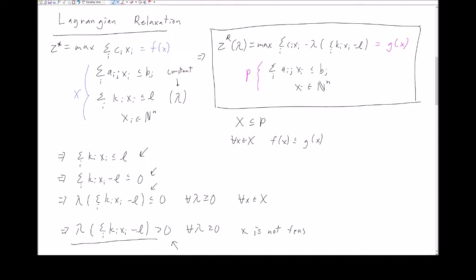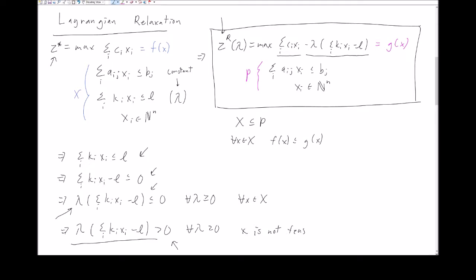If we have a feasible solution to our original integer program, this remains a feasible solution to our new problem over here. And the value of this new problem is going to contain the objective function value of our original problem. And then, if our constraint is satisfied, this term, negative lambda times the sum of k_i x_i minus L, can only be positive. So for a feasible point, this maximum can only increase.